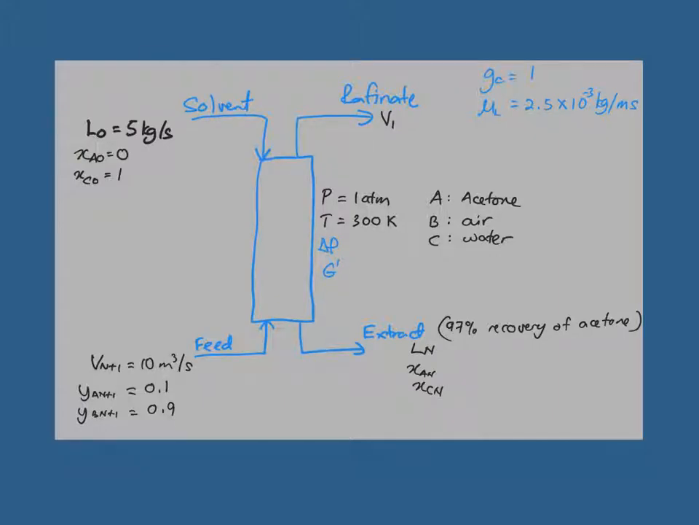This is a schematic diagram for the given question. In the question, we are given the operating condition of the packed tower at pressure 1 atm and the temperature is at 300 Kelvin. So in this case, we're going to assume our component A to be acetone, component B to be air, and component C to be water.